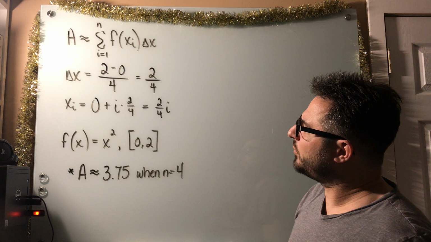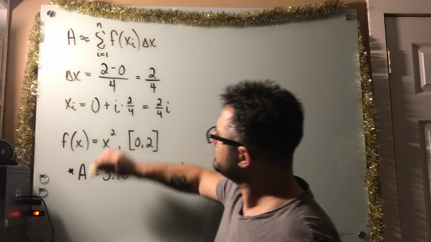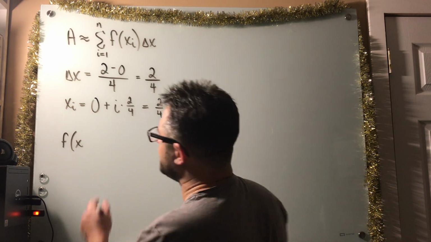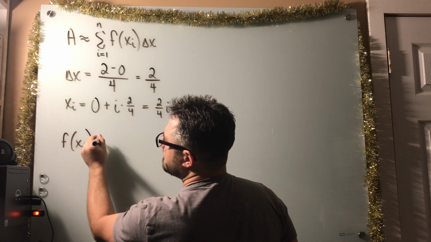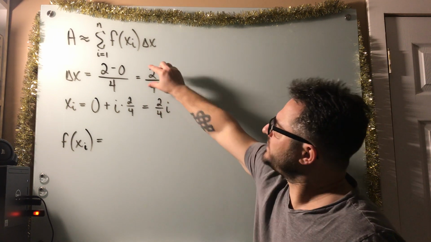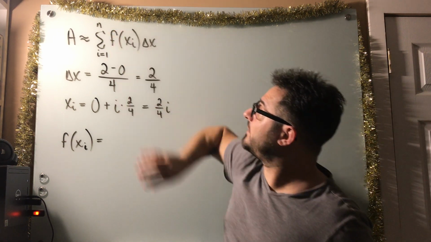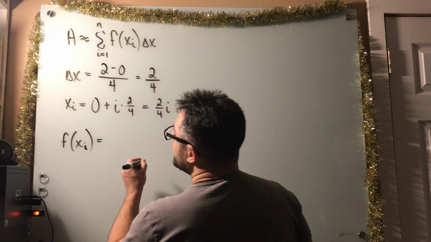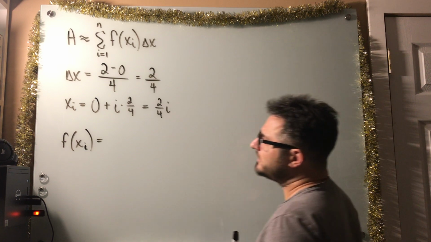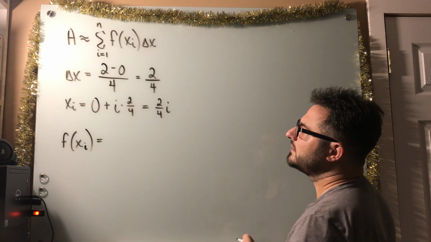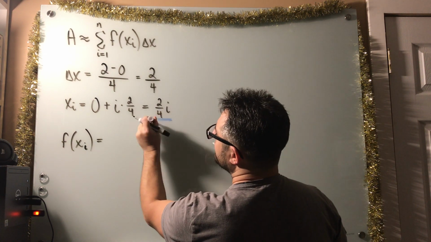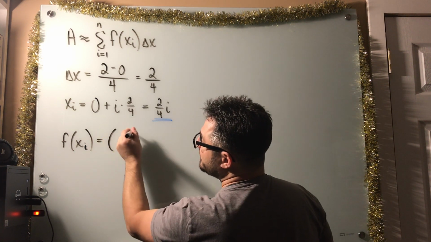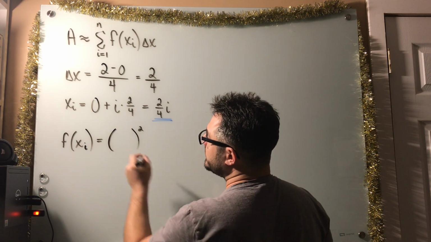So I'm going to throw one more little wrinkle in here. f of x sub i. If we do these individual pieces here, we can just put them into the summation formula as we need to. So f of x sub i means that we're going to take the formula for x sub i and use it as the input to the function. f of x said to take the input and square it.